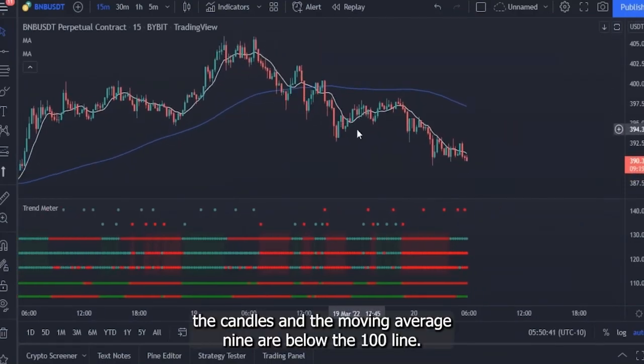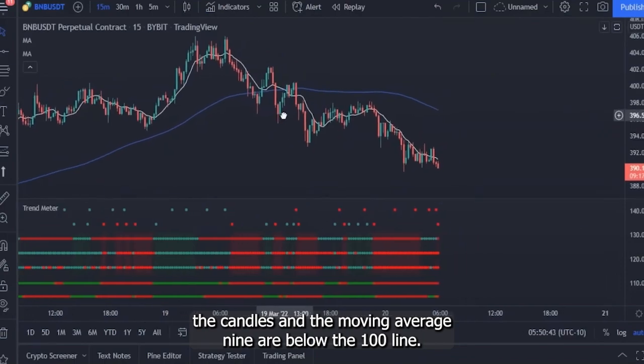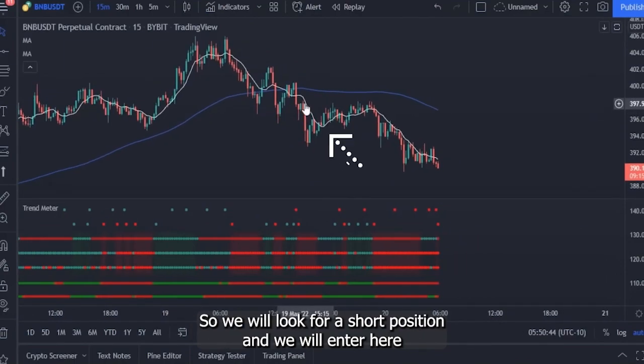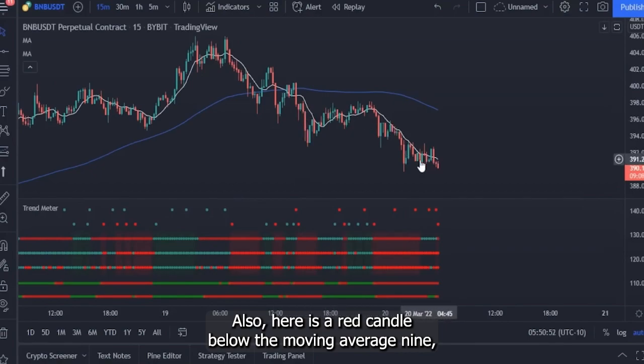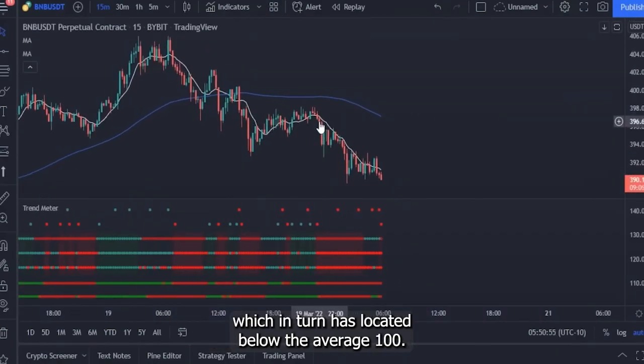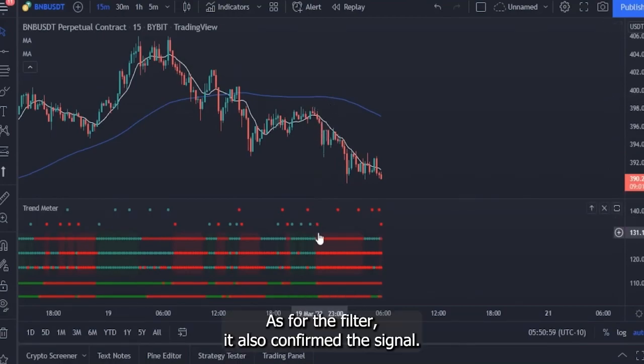But here we see that the candles and the moving average 9 are below the 100 line, so we will look for a short position, and we will enter here under this candle because it meets all the conditions. Also, here is a red candle below the moving average 9, which in turn is located below the average 100. As for the filter, it also confirmed the signal.